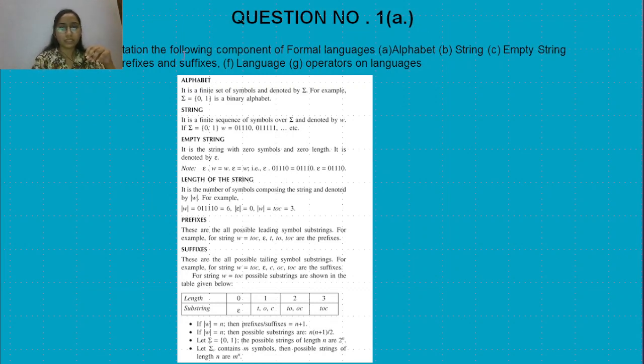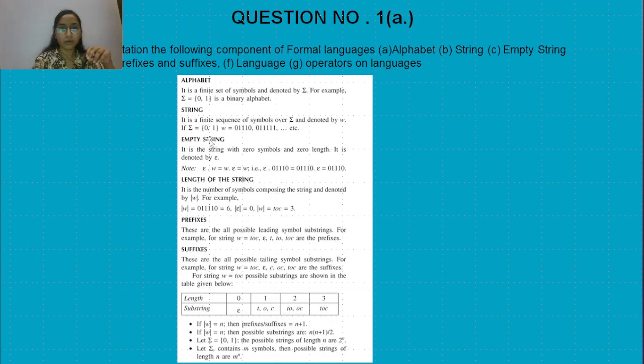Give notation of representation of the following components of formal language: alphabet, string, empty string, length of the string, prefix and suffix, languages and operators on languages. So basically we have to give the notations of all these components of formal languages in theory of computation. Alphabet is a finite set of symbols and denoted by this symbol. For example, binary alphabets. Now string is a finite sequence of symbols over an alphabet and denoted by W.